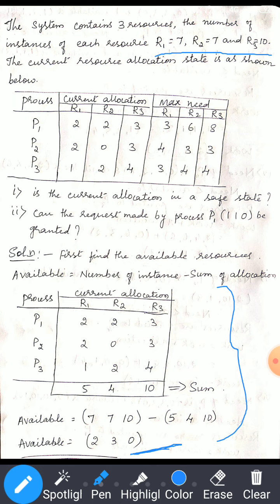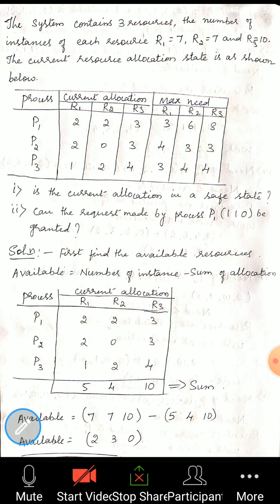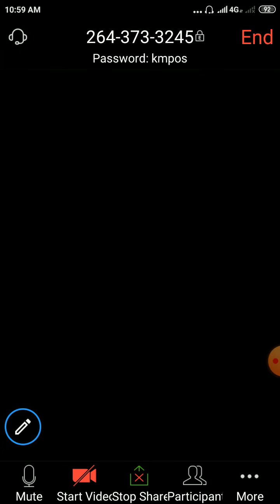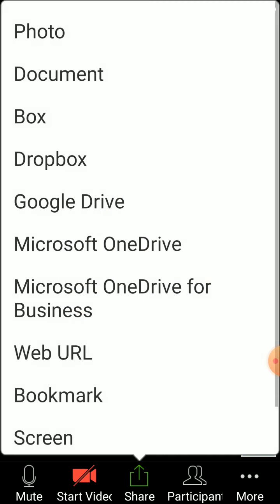Understood? Any doubt in this? Any doubt? Okay. If no doubt, then I'll move on to the next topic, that is deadlock detection. Wait, I'll share the slide.